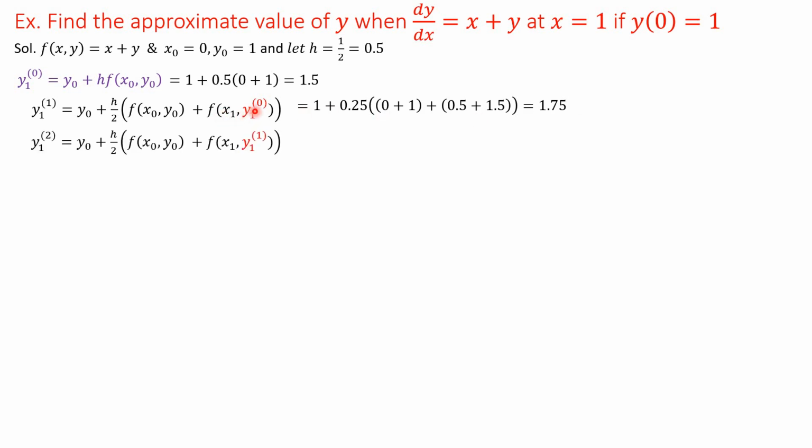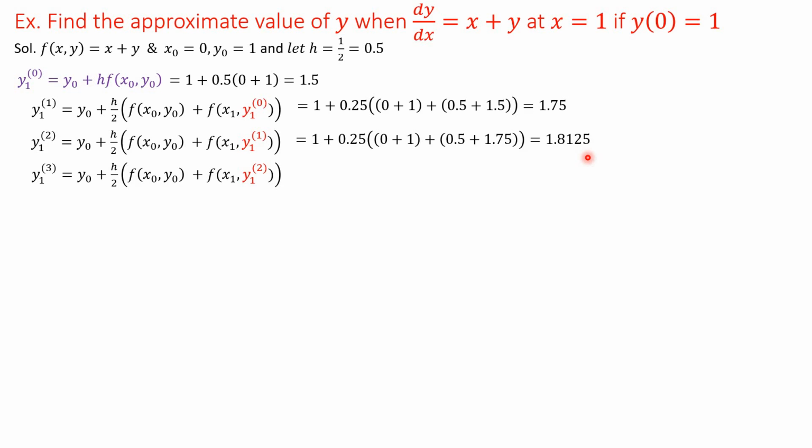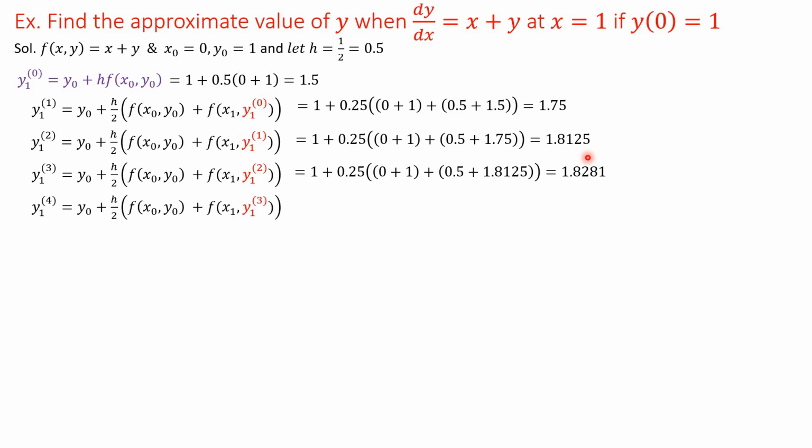In place of y1^(0), now we will use y1^(1) and we will get y1^(2). This is the second time corrected value of y1, and it is 1.8125. We will continue this process. The third time corrected value will be 1.8281. Then the fourth time corrected value will be 1.8320, and now you can stop because you can see there is not much change.